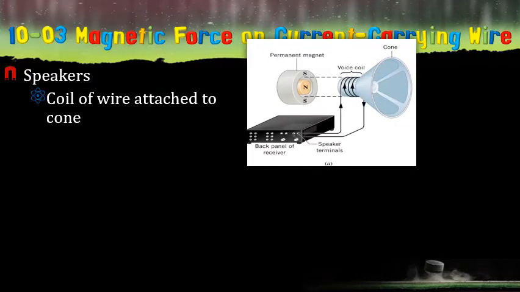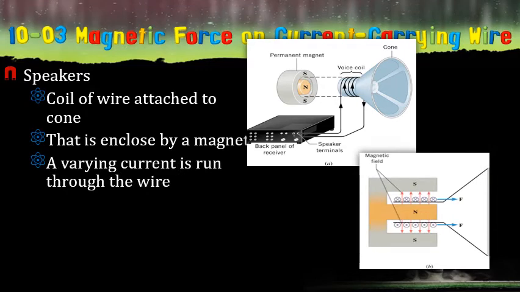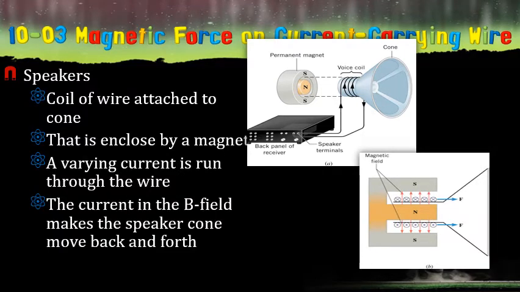Speakers have a coil of wire attached to a cone that is enclosed by a magnet. A varying current runs through the wire. The current in the magnetic field makes the speaker cone move back and forth.